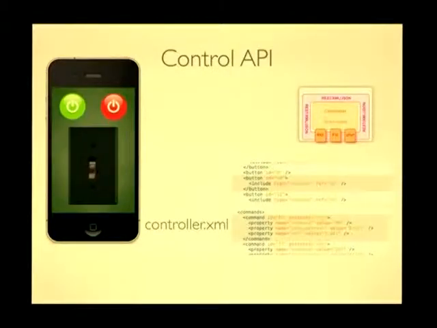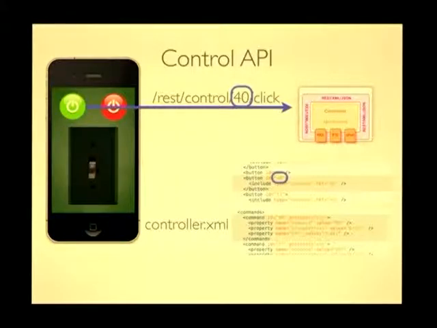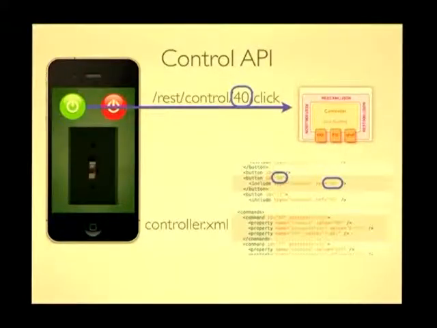What happens? Well, there is a REST call going back to the controller. Inside that REST call, you have the ID of the button. When the controller gets that ID, he can look it up in the XML and now look up the IDs of the commands that it will need to execute in order to have that action happen.